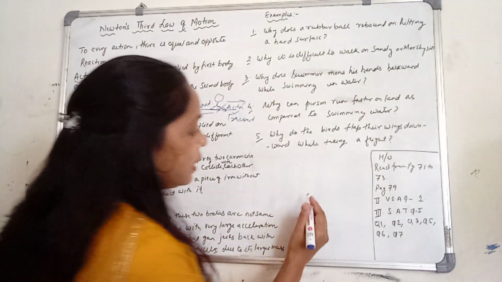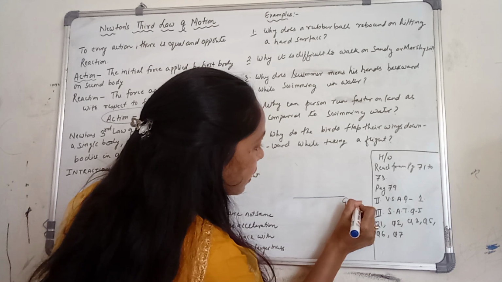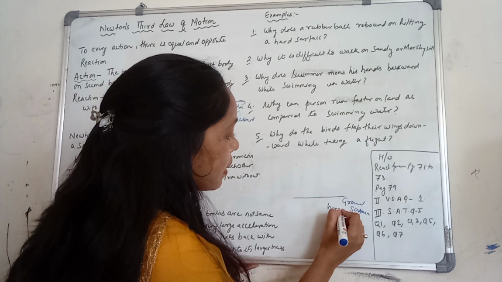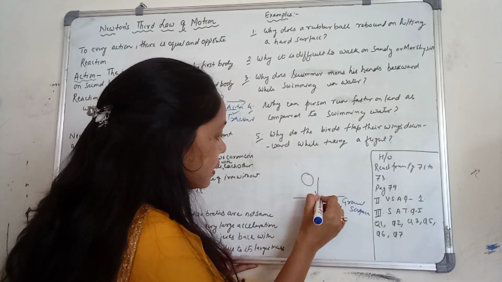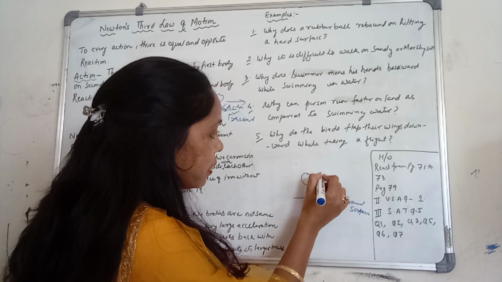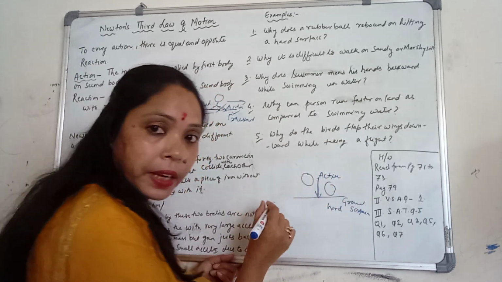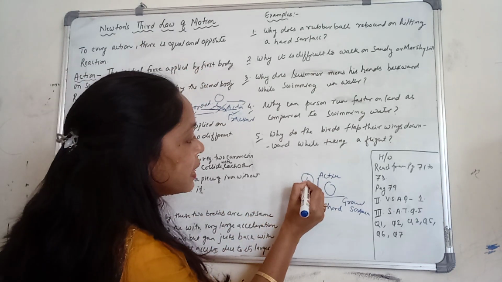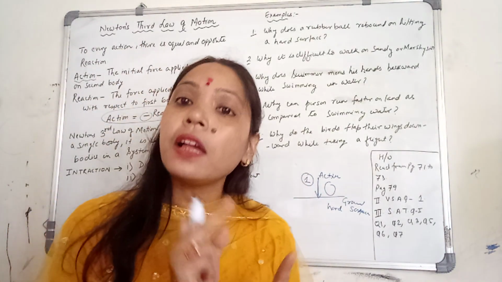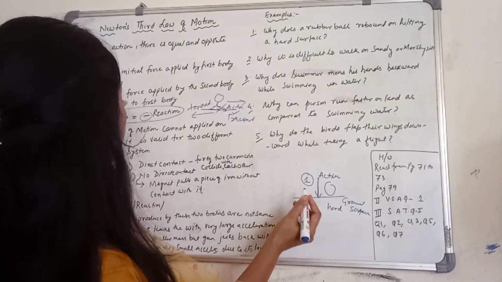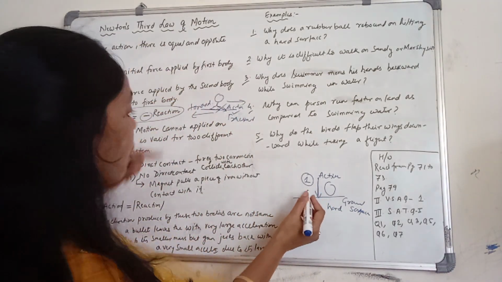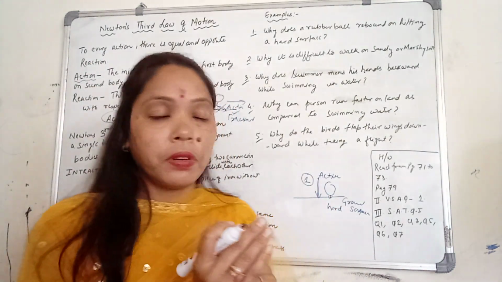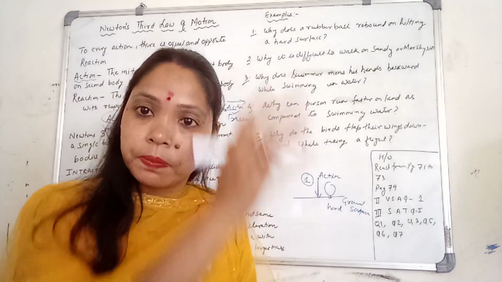Let's draw the figure. Suppose this one is your ground, hard surface. And the ball hits here. So while it touches, this one is your action. Action means the initial force applied by the first body. The ball is considered as the first body. So this is the initial force applied by the ball on the ground.